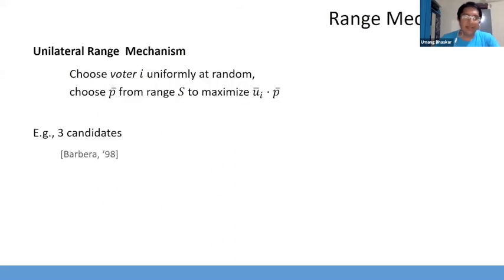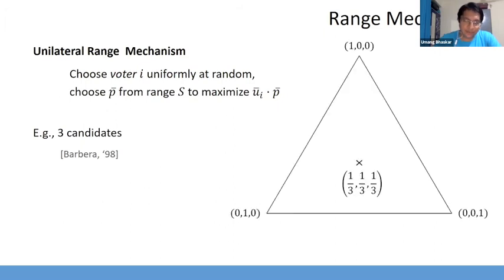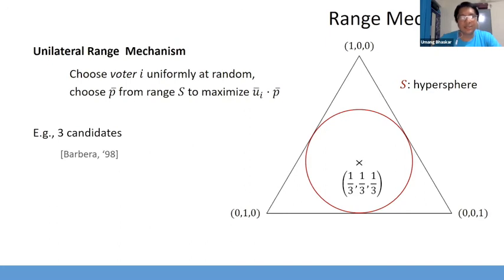It's inspired by other mechanisms studied by Barbara and other papers as well. Like I said, I'm going to have this range of distributions and I'm going to pick a voter i uniformly at random and pick a distribution from the range to maximize the voter's expected utility. For 3 candidates, I can represent my distributions, the simplex, as this triangle. And this is what my S is. It's the circle which lies within the simplex. This is my utility.